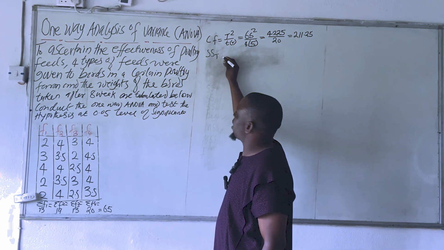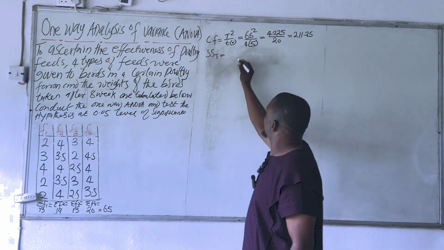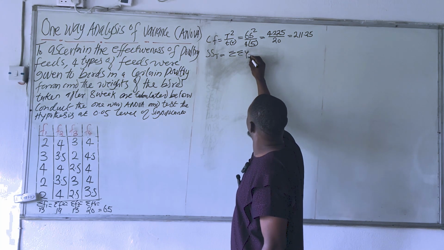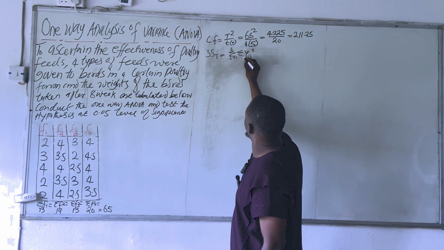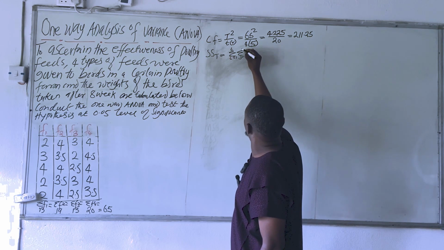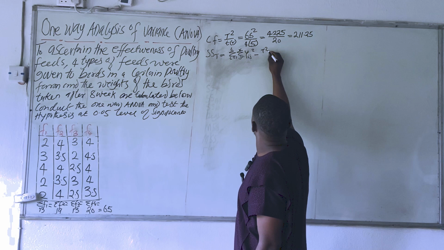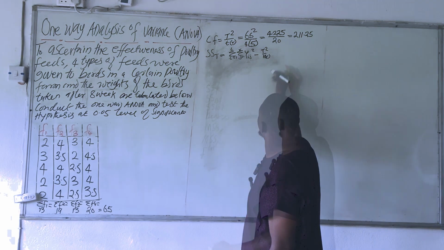Now the next thing we have to calculate is our sum of square total. The formula for calculating our sum of square total is equal to the double summation of y sub ij squared, as i goes from 1 to t, and j goes from 1 to r, minus T squared all over tr, which is our correction factor.